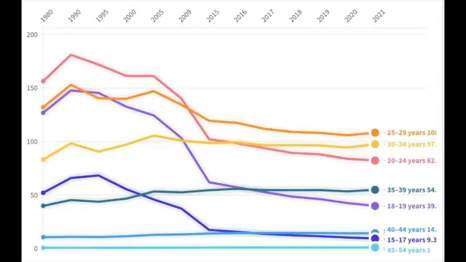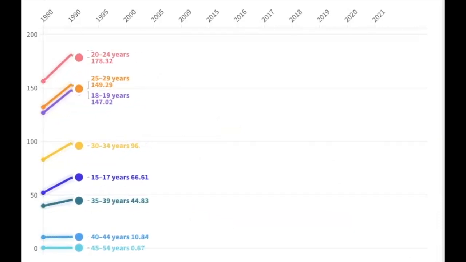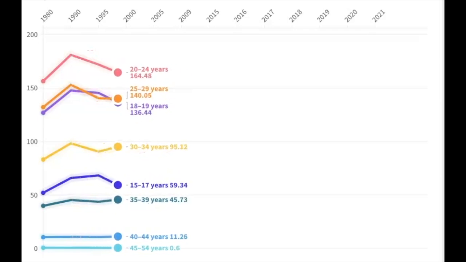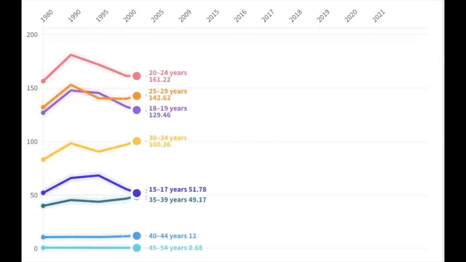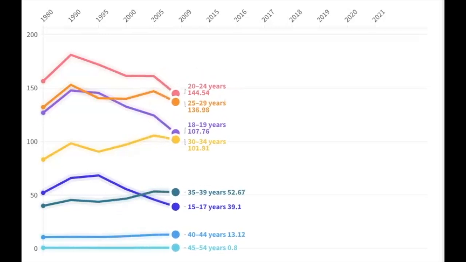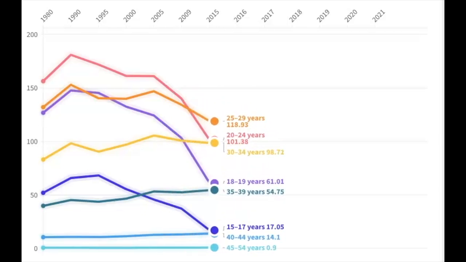That previous chart showed how the birth rate has changed over time for women from different age categories. Another important variable to examine patterns in U.S. birth rates is race ethnicity. This chart shows the changes in birth rate from 1980 to 2021 for Hispanic Latinx women from different age categories.